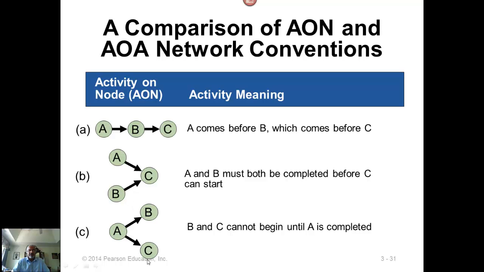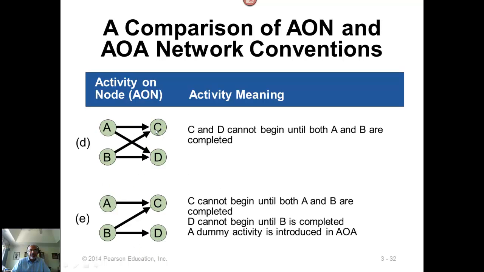Now this figure represents that once A is completed, both B and C can begin at that point in time. Here C can begin only after both A and B are done, and D as well. So both A and B must be completed, and once that is done, then C and D can begin.